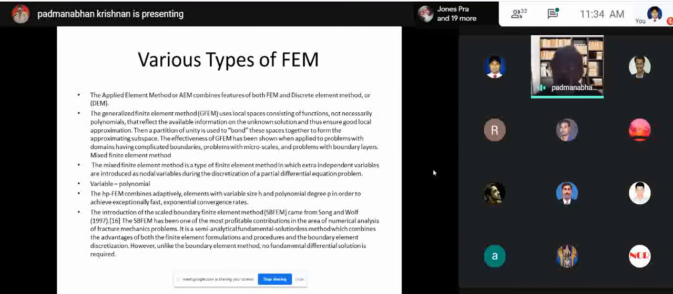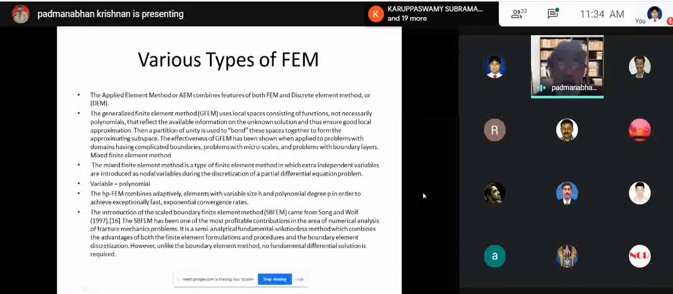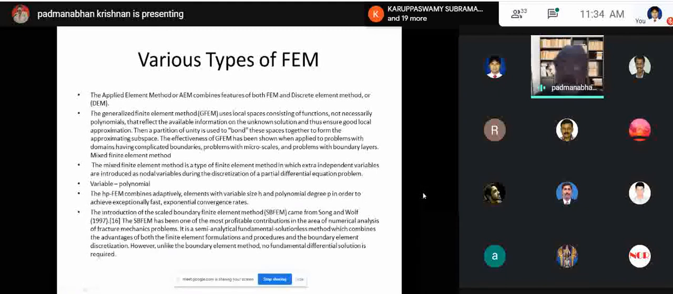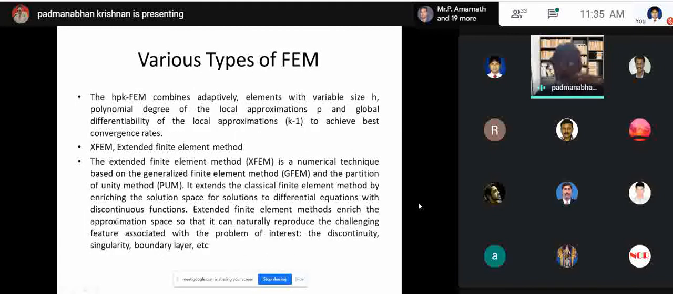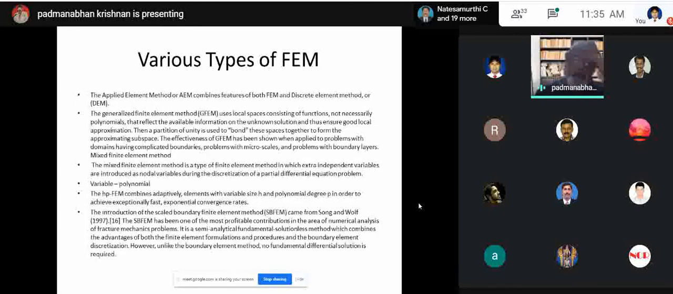Then you have the polynomial variable hp-FEM, where you have elements with variable size h and polynomial degree p that achieve exceptionally fast exponential convergence rates. So if you are looking at high degree polynomials where variable size h is allowed and you are looking at fast convergence in an exponential manner, then you can use this kind of method. Normally you don't use a direct solver, but you use an iterative solver.